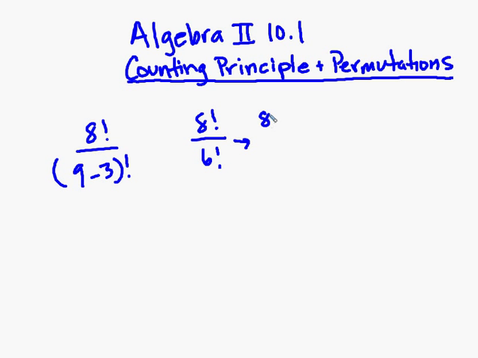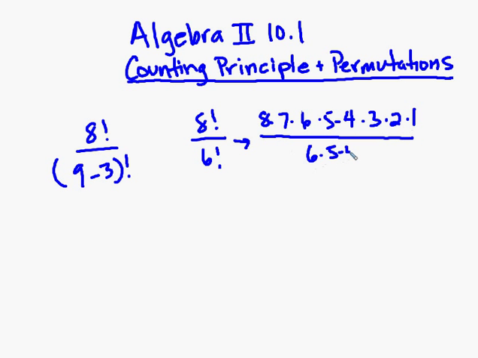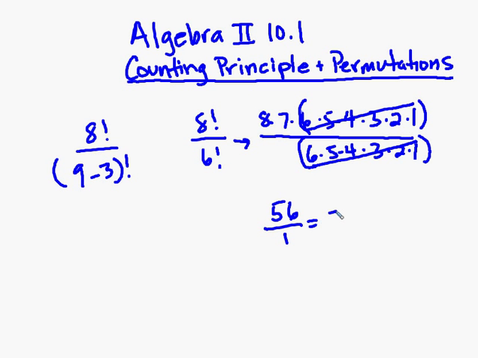So if I were to rewrite this, 8 factorial is the same as 8 times 7 times 6 times 5 times 4 times 3 times 2 times 1, all over 6 times 5 times 4 times 3 times 2 times 1. Well, I know that 6 times 5 times 4 times 3 times 2 times 1 is the same as 6 times 5 times 4 times 3 times 2 times 1. So these values are the same and reduce to 1, and I'm left with 56 over 1, or just 56.